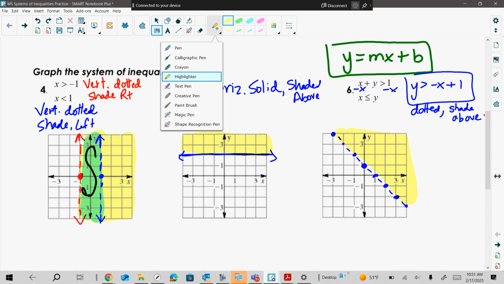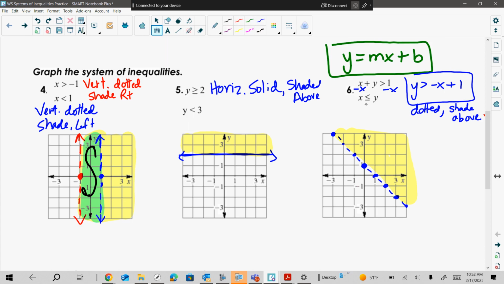Now, let's talk about this one. This is not in slope-intercept form. I need to solve for y. But if you think of it, the y is by itself. It's just on the other side. So if I switch it around, you switch the symbol. Y is greater than or equal to x.